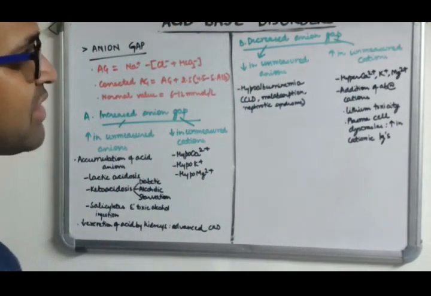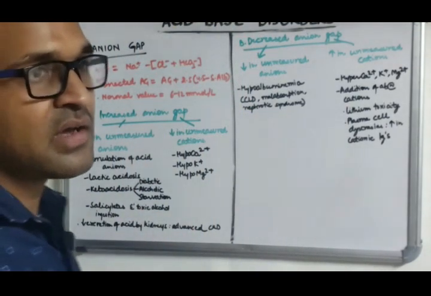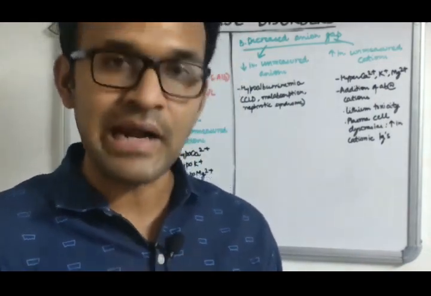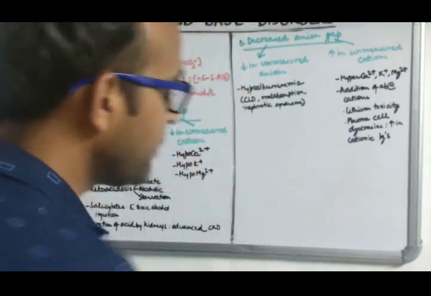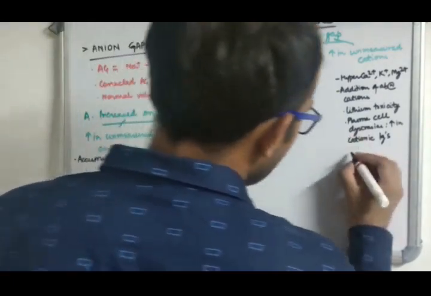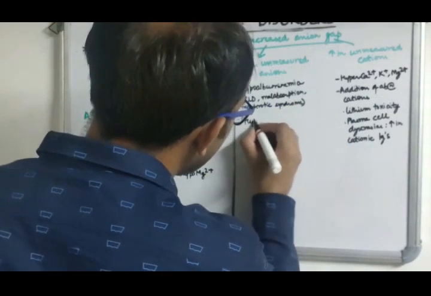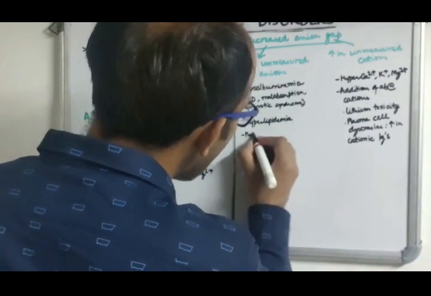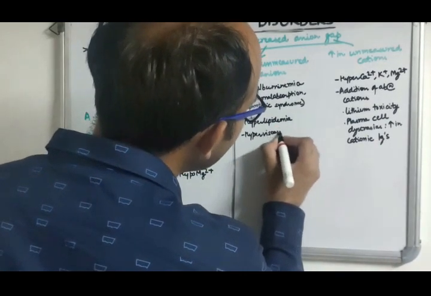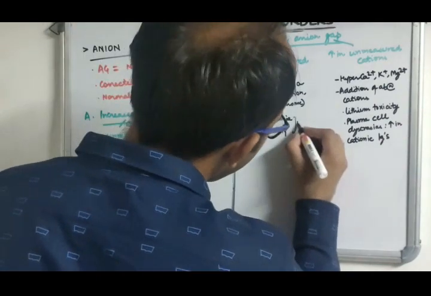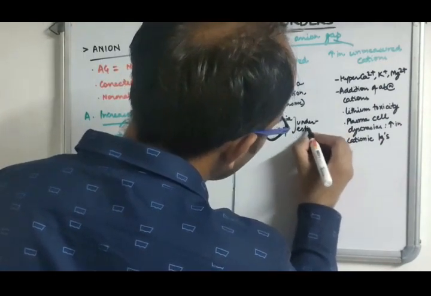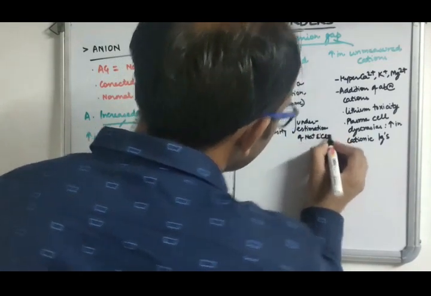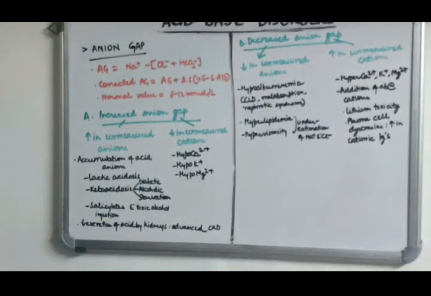Okay, and there is another condition in which you can have decreased anion gap, like severe hyperlipidemia or hyperviscosity, because there is an underestimation of sodium and chloride. Okay, so I'll just write it here. If there is hyperlipidemia or hyperviscosity, because of underestimation of sodium and chloride, there is decreased anion gap. So these are the conditions in which you can have decreased anion gap.